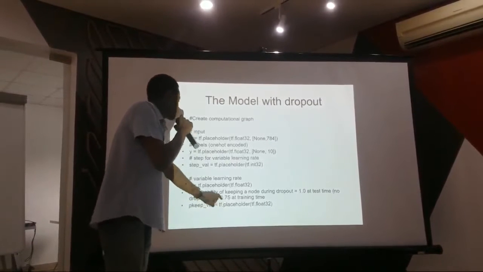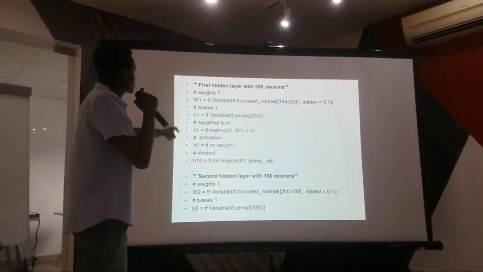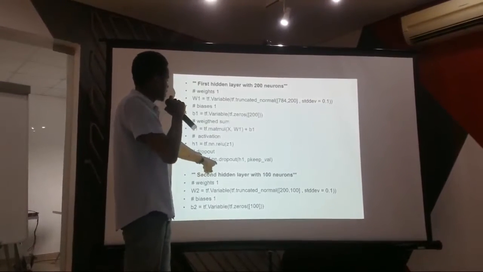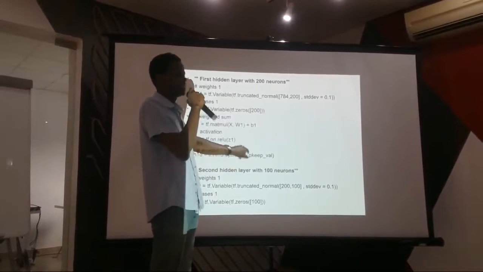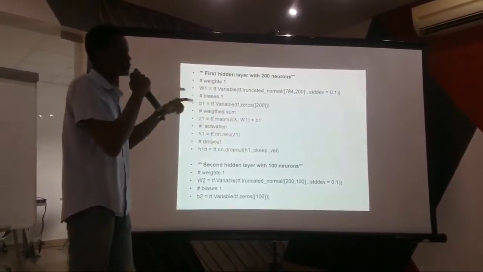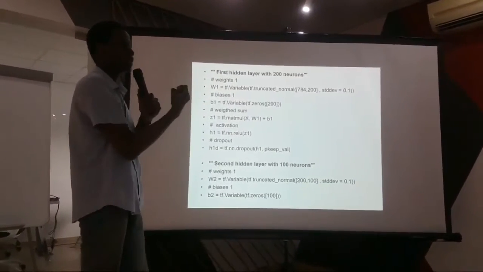Yes, then the pkeep value to specify the probability that the neuron will be dropped out. Next slide. Yes, so what we introduced was this dropout. So here using tf.nn.dropout, this was layer 1, then this pkeep value specifies the probability that a neuron will be dropped out.